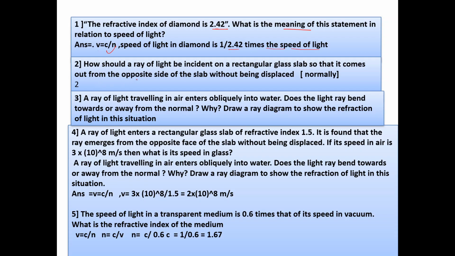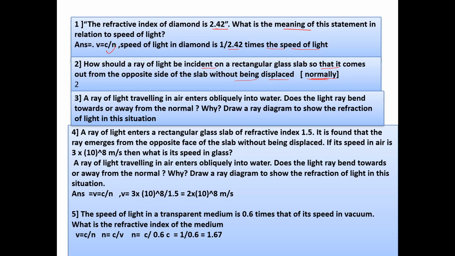Next question, how should a ray of light be incident so that it comes out without bending, without displacement? You have already studied, it should be falling normally on the surface.